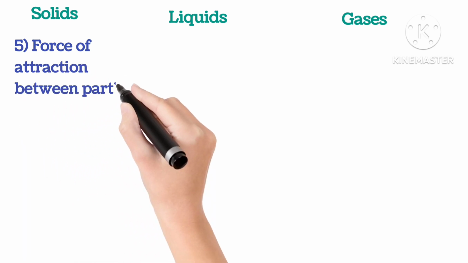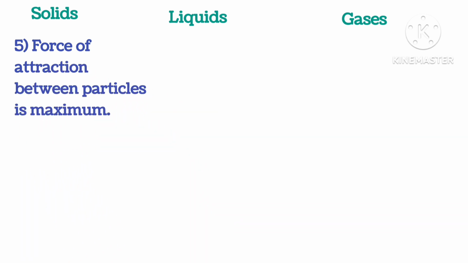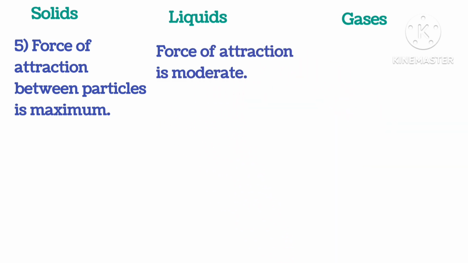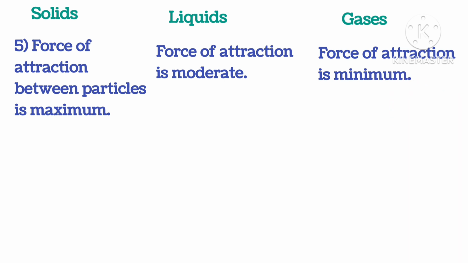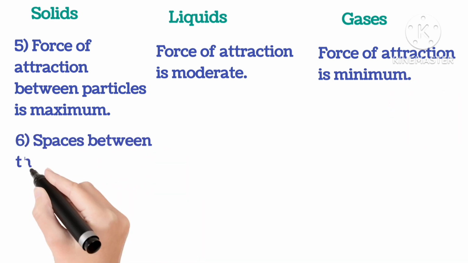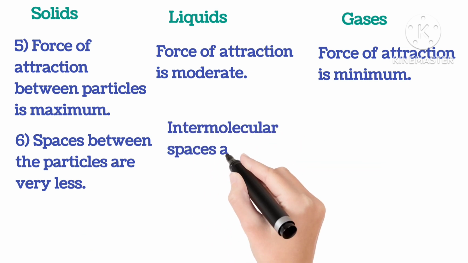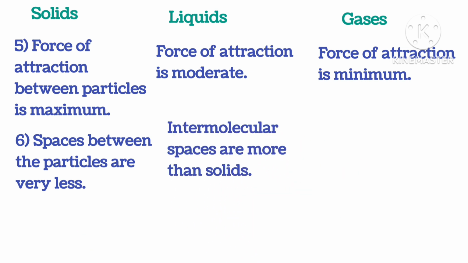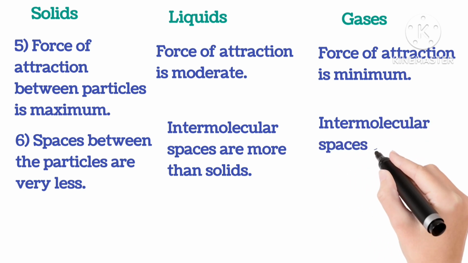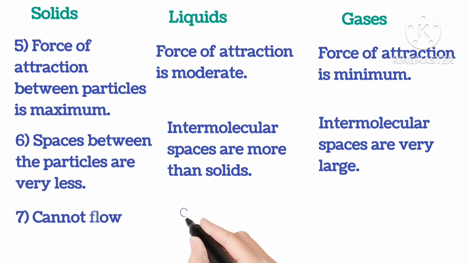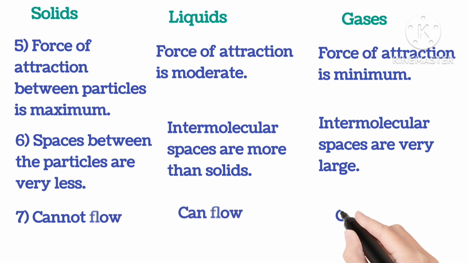In solids, the force of attraction between particles is maximum. In liquids, the force of attraction is moderate, and in gases, the force of attraction is minimum. In solids, spaces between the particles are very small. In liquids, these spaces are more than in solids, and in gases, intermolecular spaces are very large. Solids cannot flow, liquids and gases can flow.